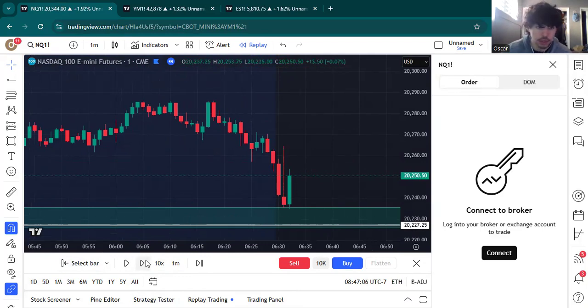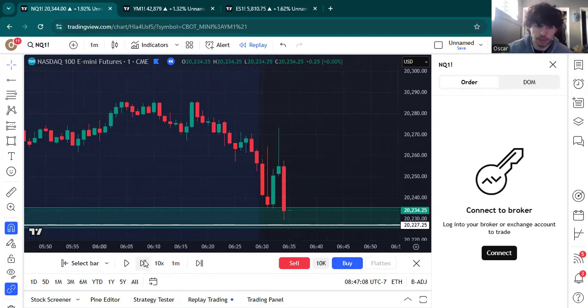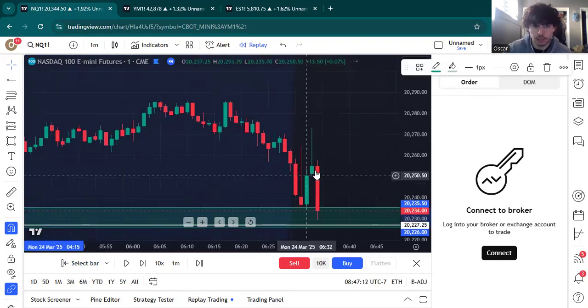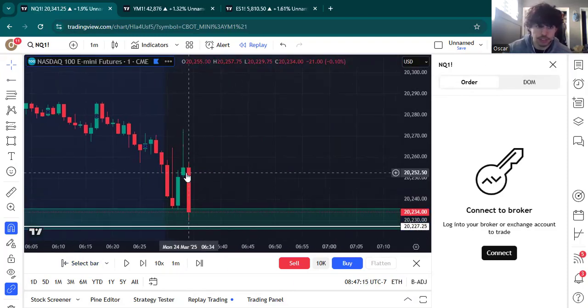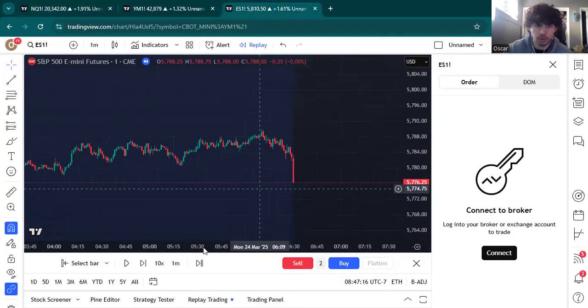No, it wasn't. So I let it breathe. Right here is where I actually got in. And I'll tell you why I got in right here. So as you can see right here on the chart, it's 634. We go over to ES.